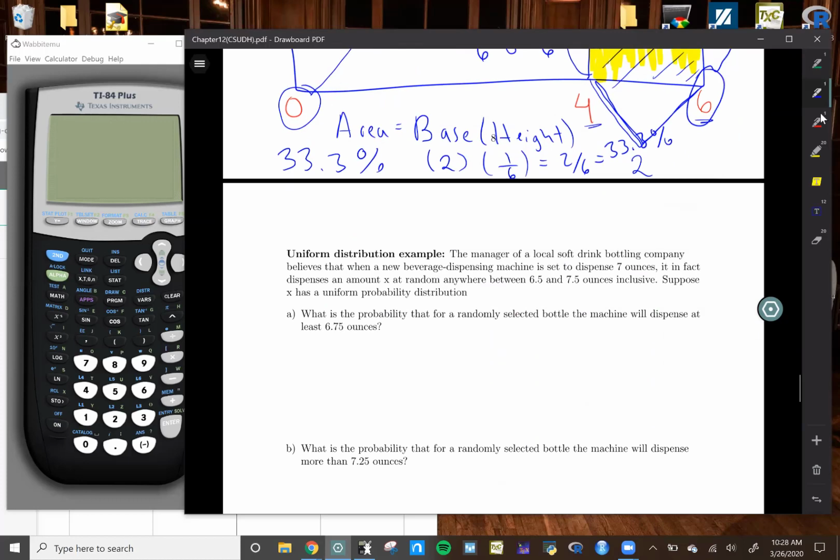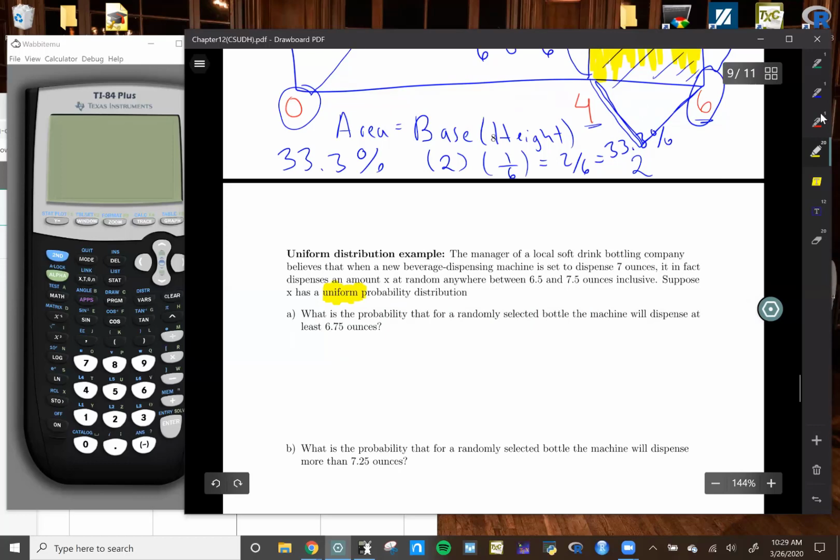For this one, the manager of a local soft drink bottling company believes that when a new beverage dispensing machine is set to dispense 7 ounces, it in fact dispenses an amount X at random anywhere between 6.5 and 7.5 ounces inclusive. Suppose X has a uniform probability distribution. First off, what is the keyword that lets us know that we want to use a uniform distribution? The word uniform. Yeah.